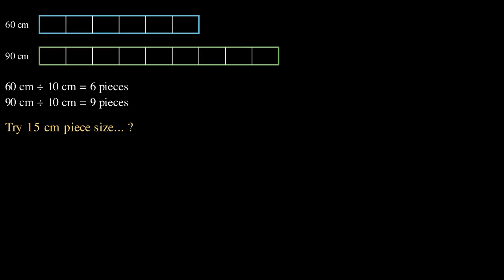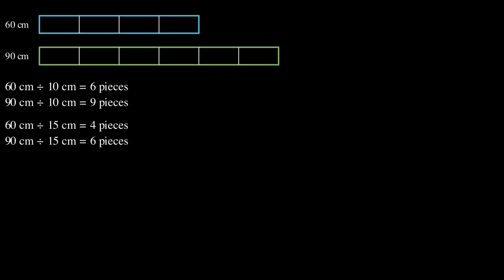Try 15 centimeters instead. 60 divided by 15 is 4 pieces exactly, and 90 divided by 15 is 6 pieces exactly. 15 also works perfectly, and it's bigger than 10. Let's push further and try 30 centimeters, the biggest guess yet. 60 divided by 30 is 2 pieces exactly, and 90 divided by 30 is 3 pieces exactly. 30 works too, with nothing left over on either plank.